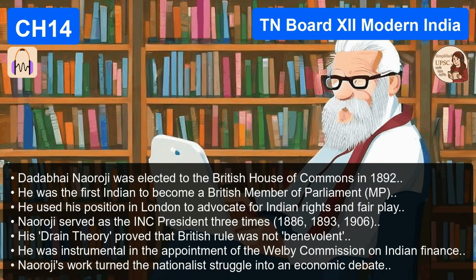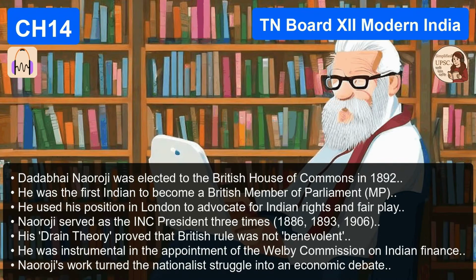Think about the signal that sends. The Congress went from Bombay with W.C. Banerjee, a Hindu, to Calcutta with Dadabhai Naoroji, a Parsi, to Madras with Badruddin Tyabji, a Muslim. They were making a very deliberate statement with their geography and their leadership. They were actively proving they weren't just a regional Hindu club.